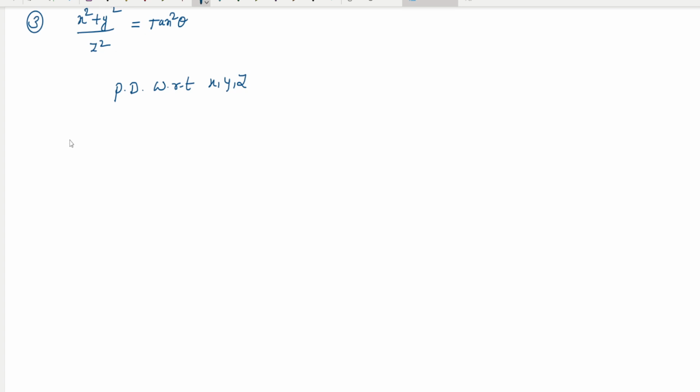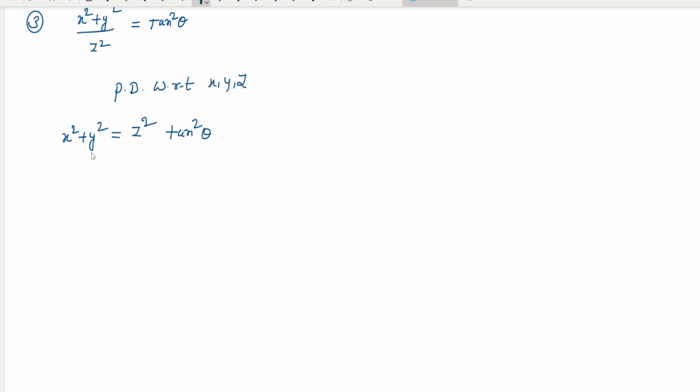So 2x. Before that, I want to do one simple equation here. I am making x² + y² equal to z² tan²θ. Now you can do the partial derivative with respect to y and z and get the answer easily.